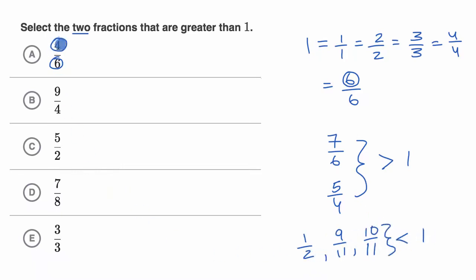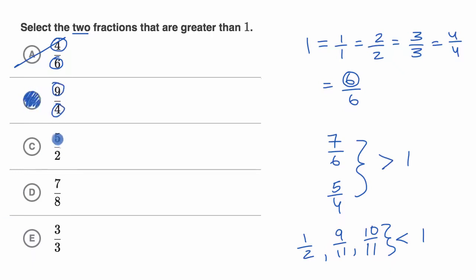So let's look over here. 4 is less than 6. 4 sixths is less than 6 sixths. Remember, 1 is the same thing as 6 sixths. So this is not greater than 1, so I would not select that. 9 fourths, well, that's definitely larger than 4 fourths. That is greater than 1. Once again, our numerator is larger than our denominator, so we know that we are greater than 1, so I will select that one.